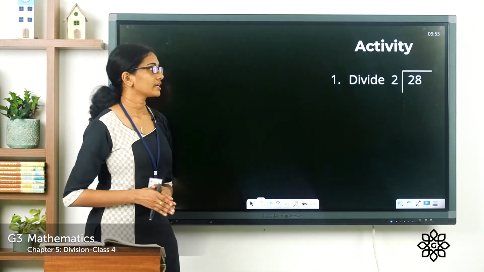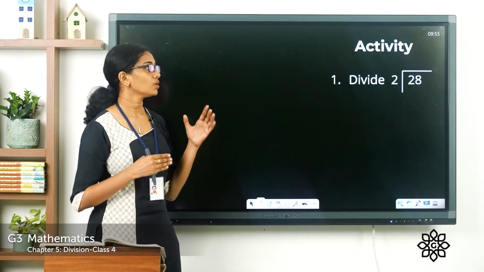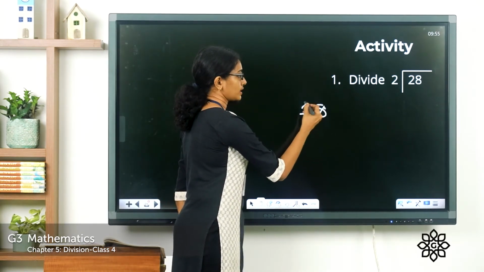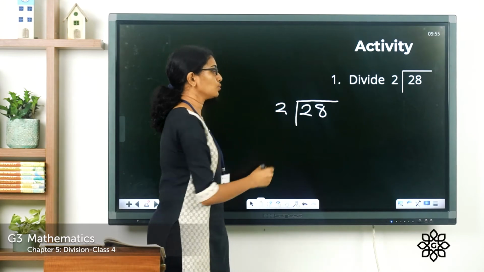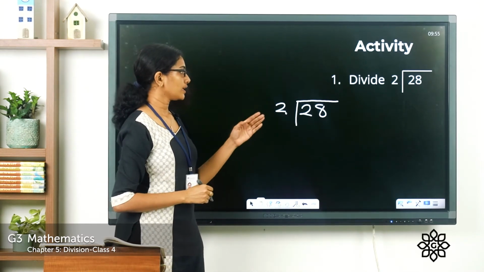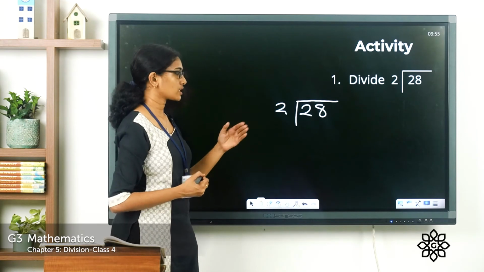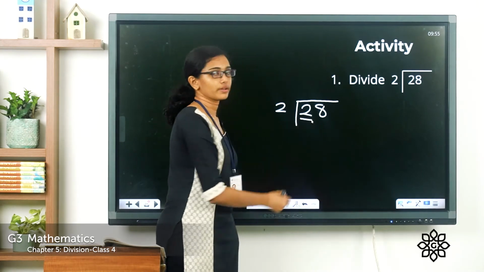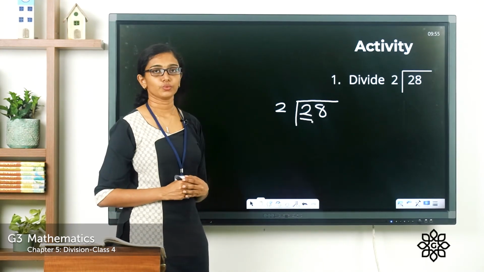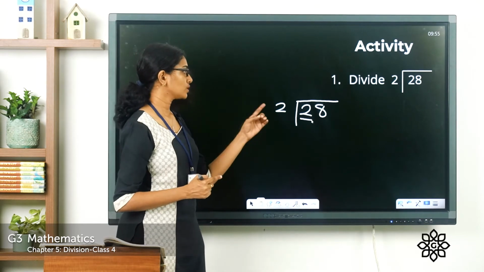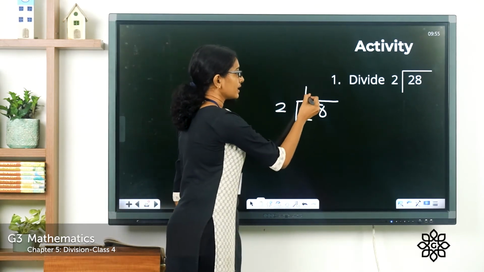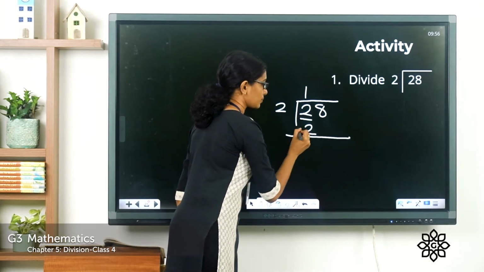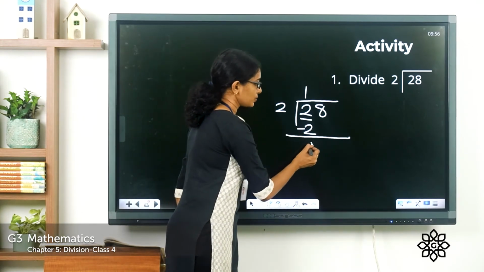The first question, divide 28 by 2. So we can use the long division method here. First you write 28, the dividend, and 2, the divisor, in the proper format. Now, since we are dividing with a one digit number, consider the first digit, or the tens digit, of the given number, which is 2 here. Now let's recite the table of 2, and 2 ones are 2. So let's write that 1 over here. Then we multiply 1 into 2 and that is equal to 2. Then we subtract. 2 minus 2 is equal to 0.